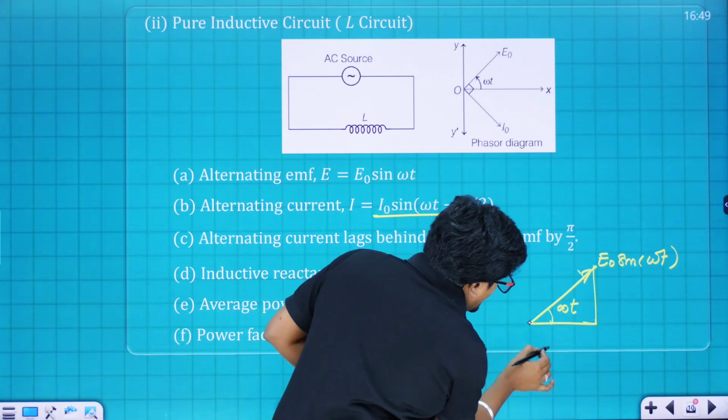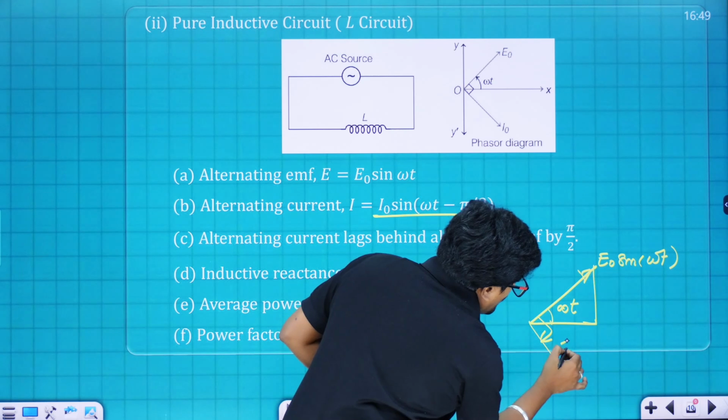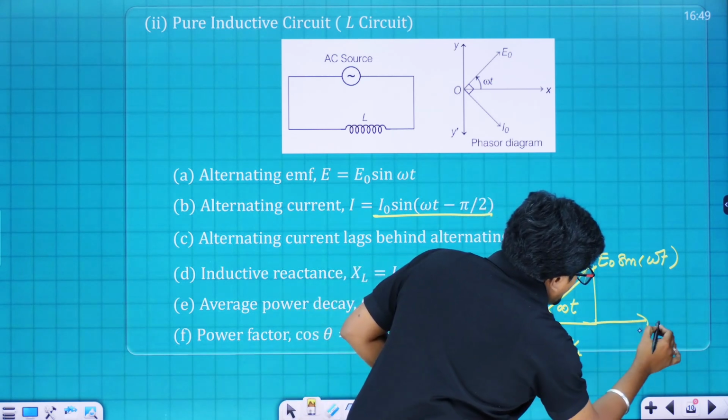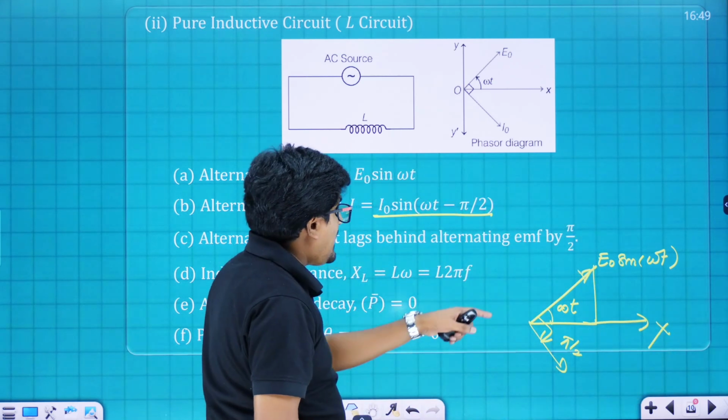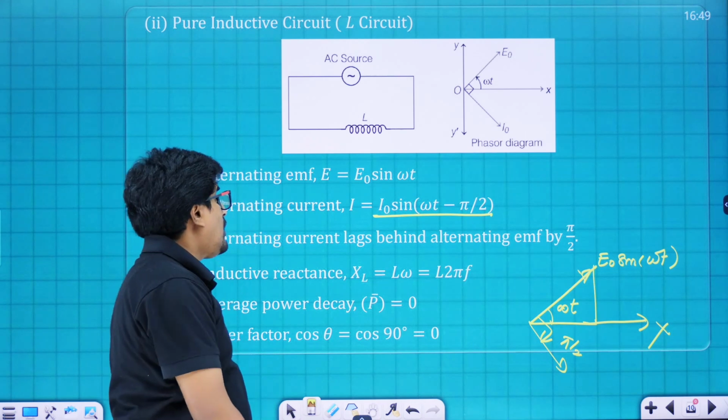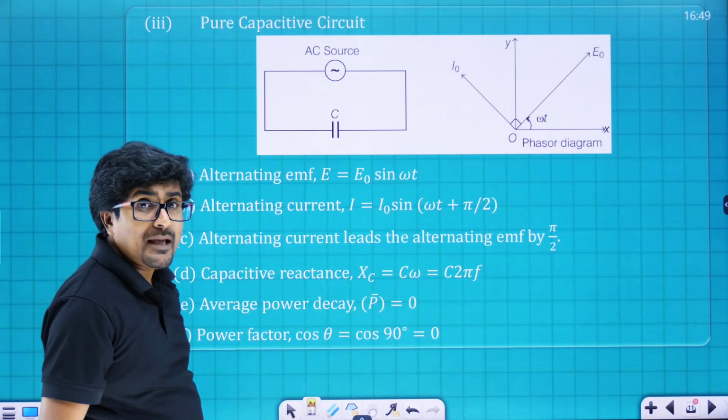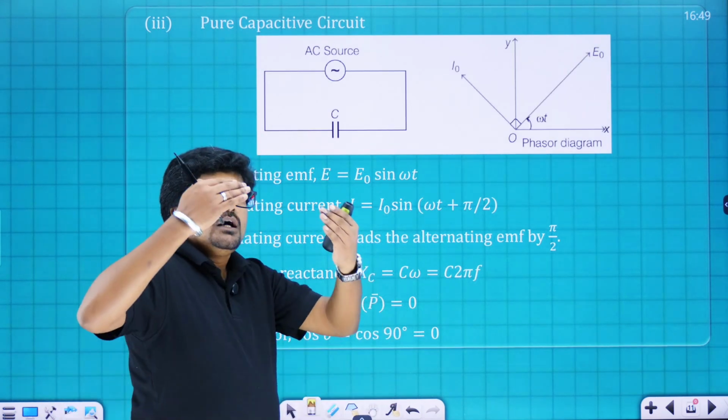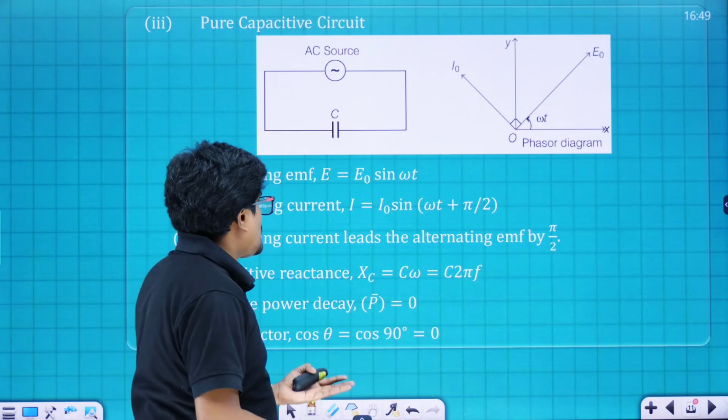So here this will be voltage, and the current will be lagging by an angle of what? Pi by 2. Here this is the reference line. All right, so current will be lagging by an angle of 90 degrees. All right, and if you consider a pure capacitive circuit, in this case, the current will be leading the voltage with respect to an angle of what?